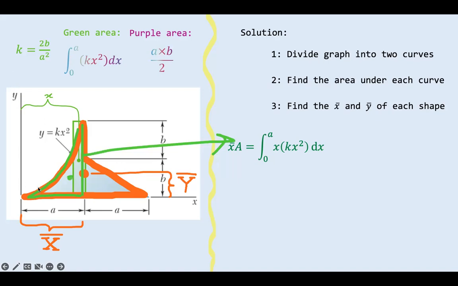That much being said, we also know that the centroid of the second purple shape over here is equal to 4a over 3. And how do we get that? Well, we simply remembered the special formula for triangles.